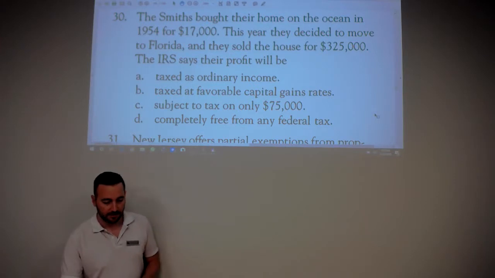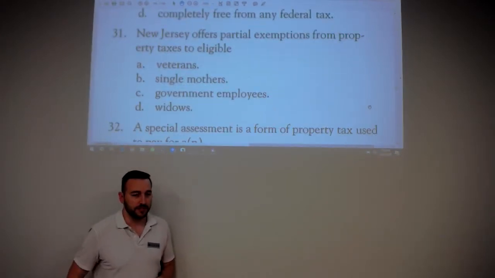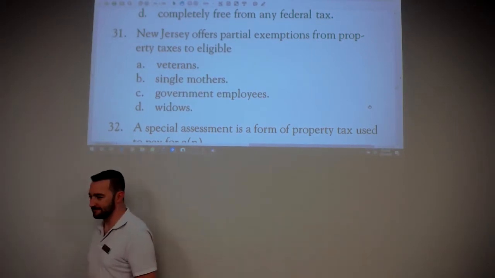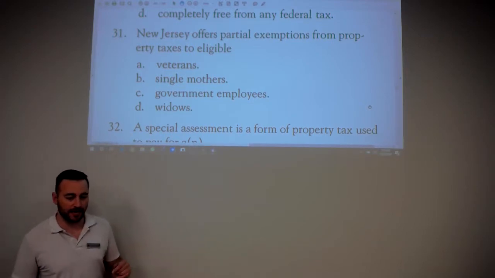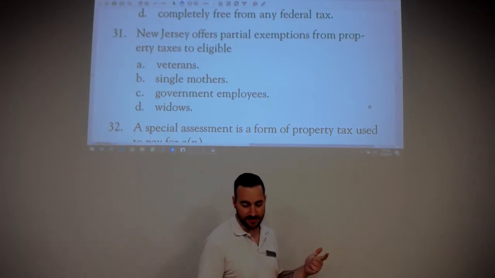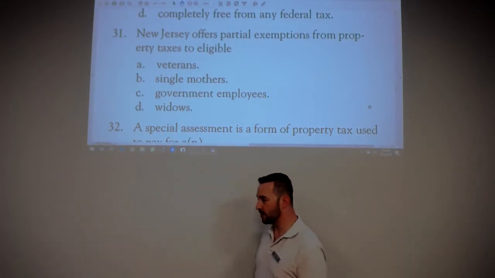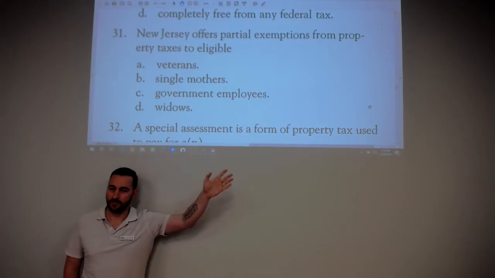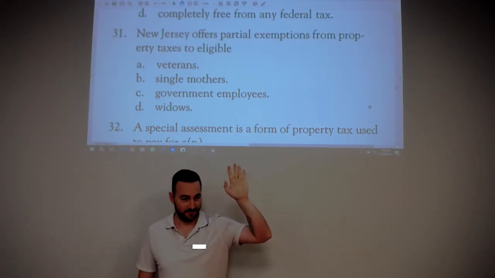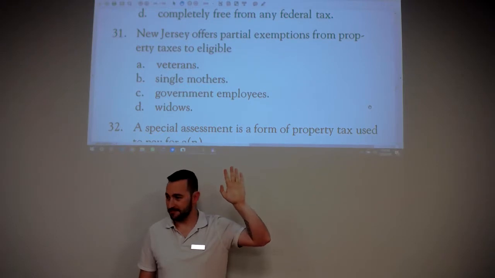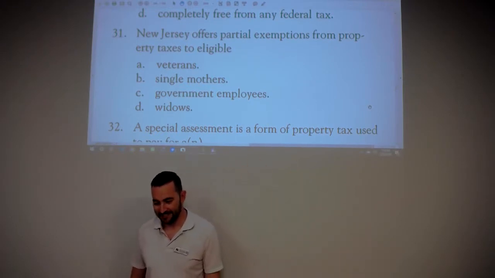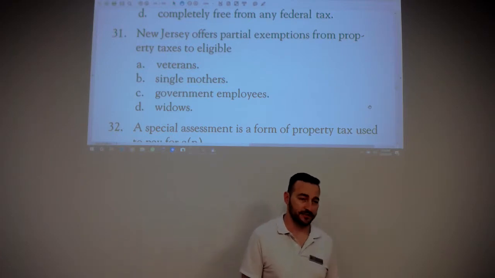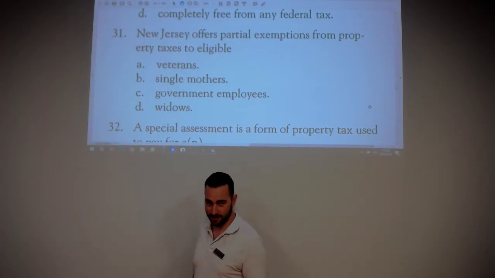All right, cool. So, 31. New Jersey offers partial exemptions, not full exemption, partial exemptions from property taxes to eligible A, veterans, B, single mothers, C, government employees, or D, widows. Who thinks it is A? B? C? D? Unanimous, right? So the answer is A, partial exemptions to eligible veterans. Not all veterans get it, that's why, right? And what they get is $250 off.